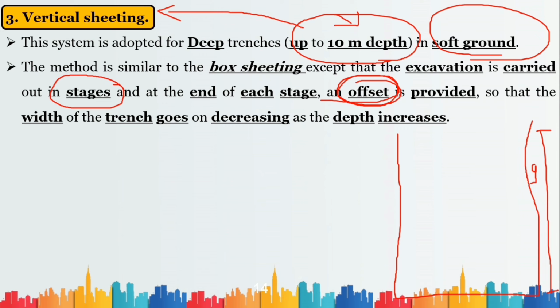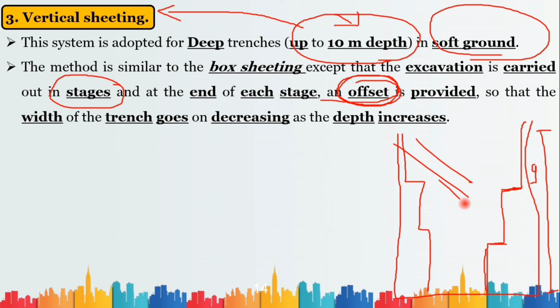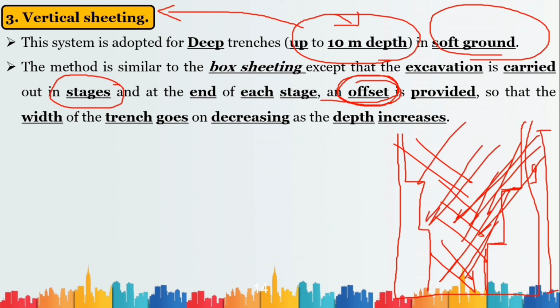So now take an example, here you need to go up to 9 meter. So what happens? First you go 3 meter, then provide the offset, and that offset is represented as the platform. So this is your platform. Then go 3 meters, again a platform, again 3 meters. So this is your final situation, and the same for the opposite side. So this is your actual area of excavation. Clear? So this method is represented like this.